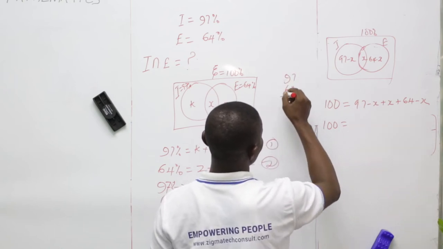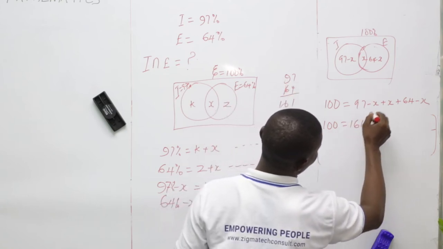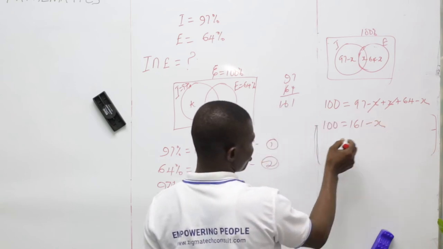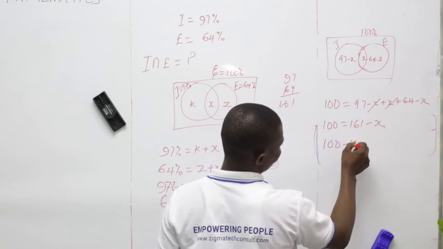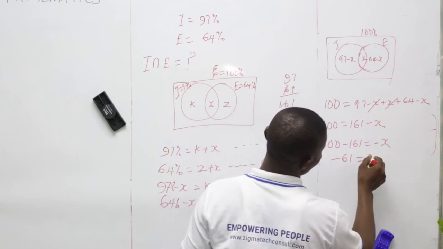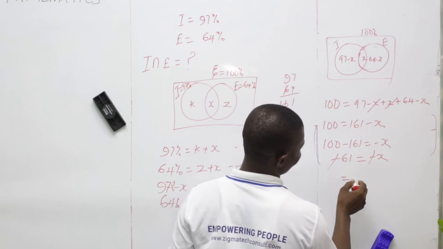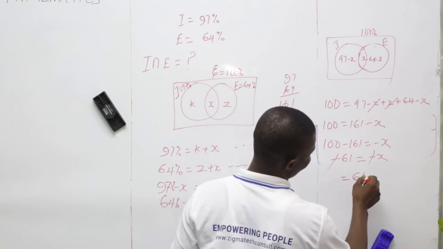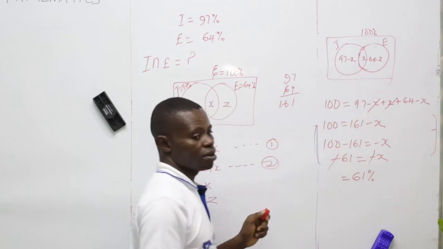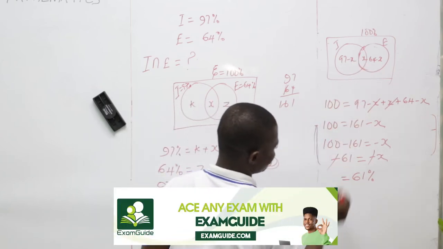This is 161. Minus S plus S cancel, minus S. When you collect like terms, 100 minus 161 equals minus S, so that minus 61 equals minus S. Cancel, cancel, to give us what? 61%. So for intersection, we have how many people? We have 61, which is the intersection.